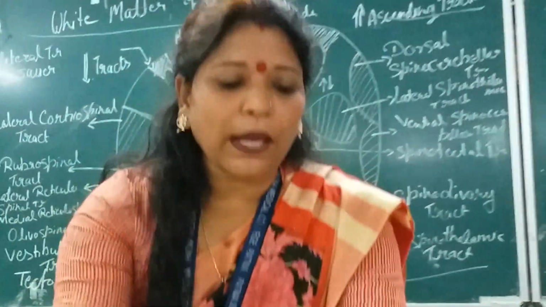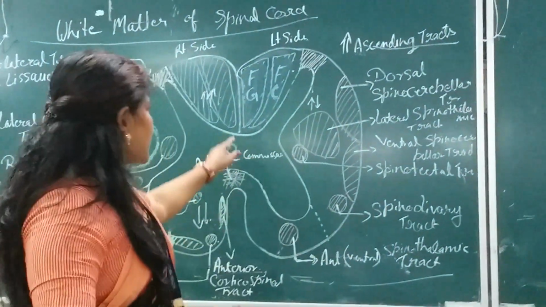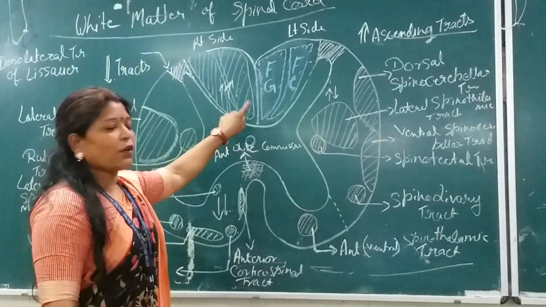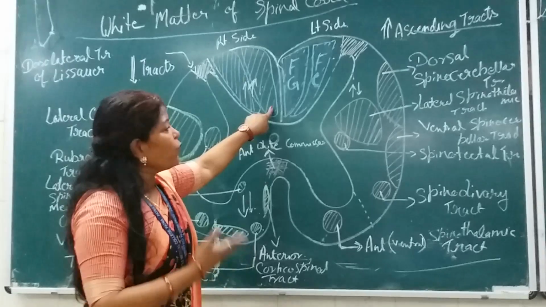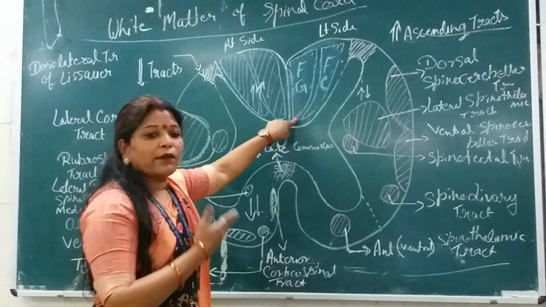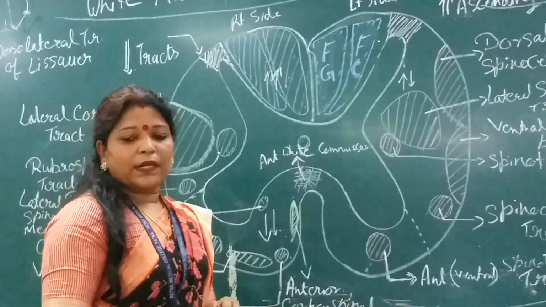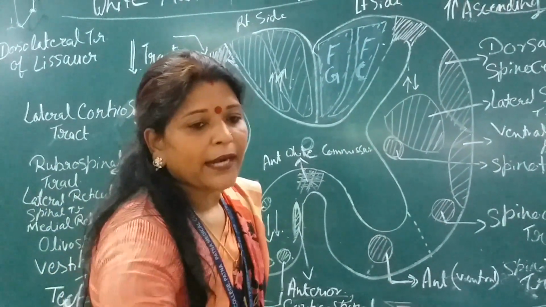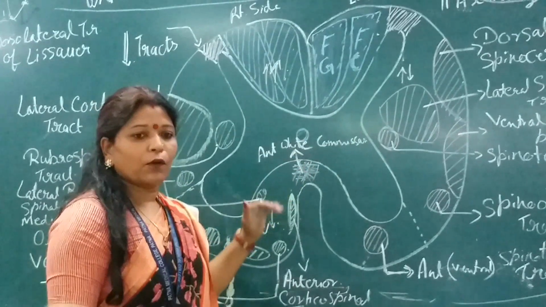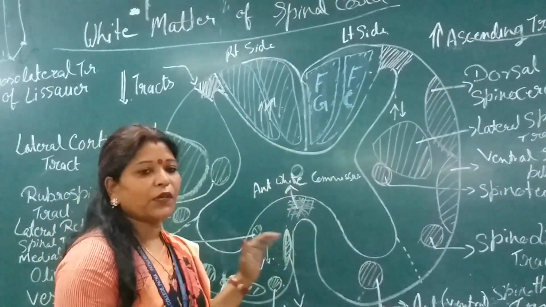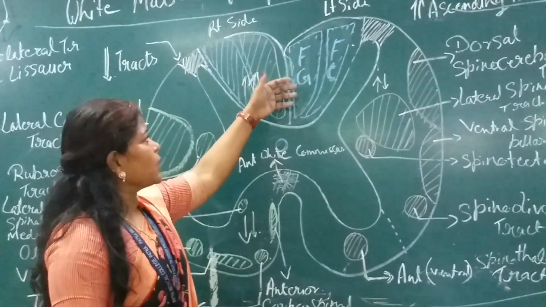So these things you have to keep in mind. The dorsal column is composed mainly of ascending tracts, and what are the ascending tracts in this dorsal column here? Now, one by one we will see the names of the tracts which are present in the different columns or the different fasciculi of the white matter. So this is the dorsal column.